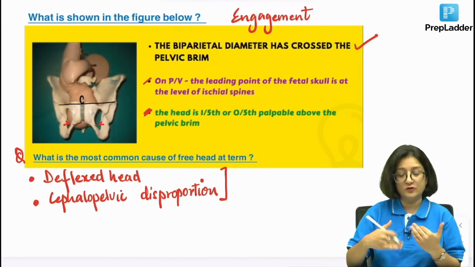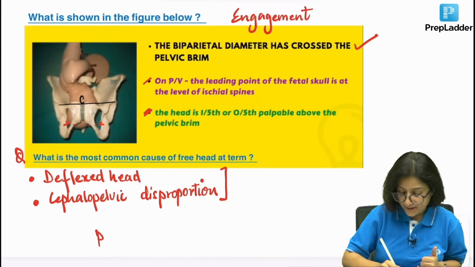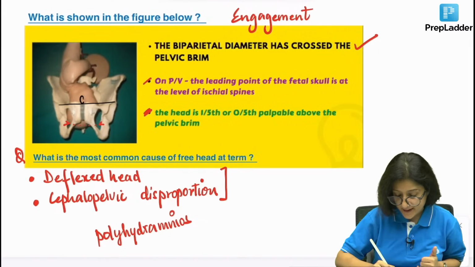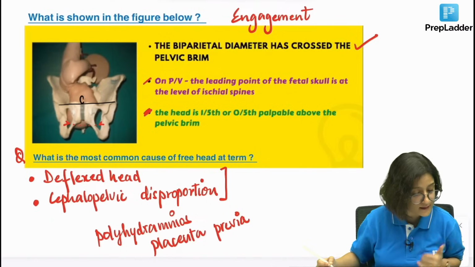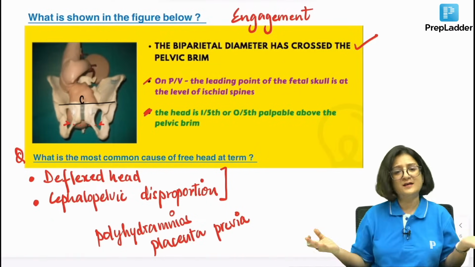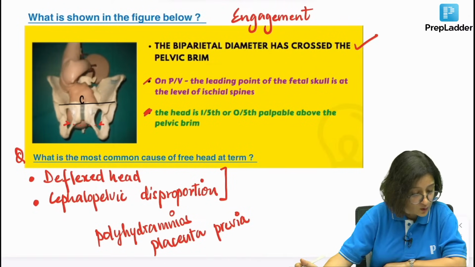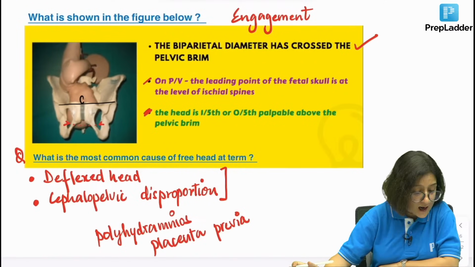After that, cephalopelvic disproportion. And yes, of course, there can be polyhydramnios also. Yes, polyhydramnios can be the reason. And yes, placenta previa can also be the reason. Very good, so all the causes I've got from you here as well. And a contracted pelvis, okay, with cephalopelvic disproportion you can write contracted pelvis also. So that would also suffice. I would take it as a correct answer.